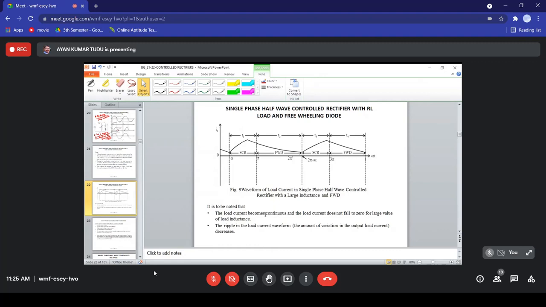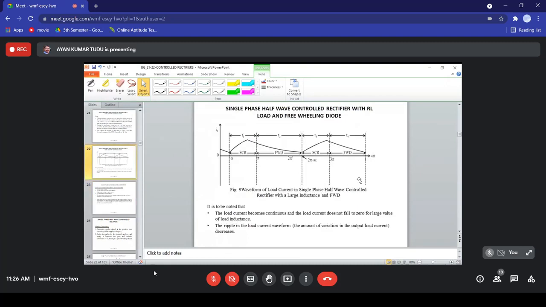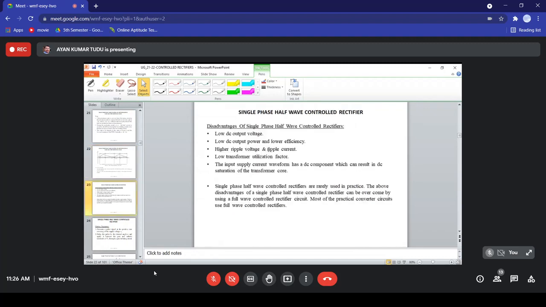But there are certain disadvantages of using this single phase half wave control rectifier. Let us see what they are. It gives low output DC voltage, low output power and lower efficiency. There is a higher ripple voltage and ripple current. Though this is the load current waveform with a large inductance, there is still a high ripple content in the load voltage as well as the load current.